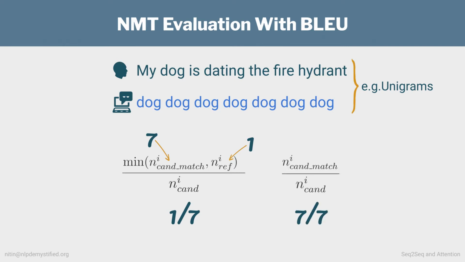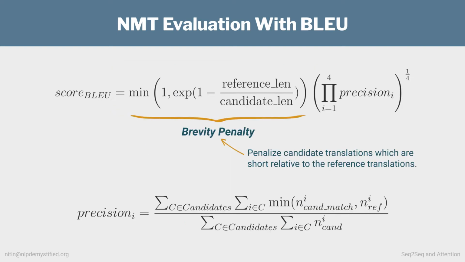In contrast, if all we did was take the candidate match count over the number of unigrams, we would get perfect precision, which is clearly not the case. So using this modified precision counters any overconfidence in the candidate translation. Finally, the brevity penalty is there to penalize candidate translations which are short relative to the reference translations.